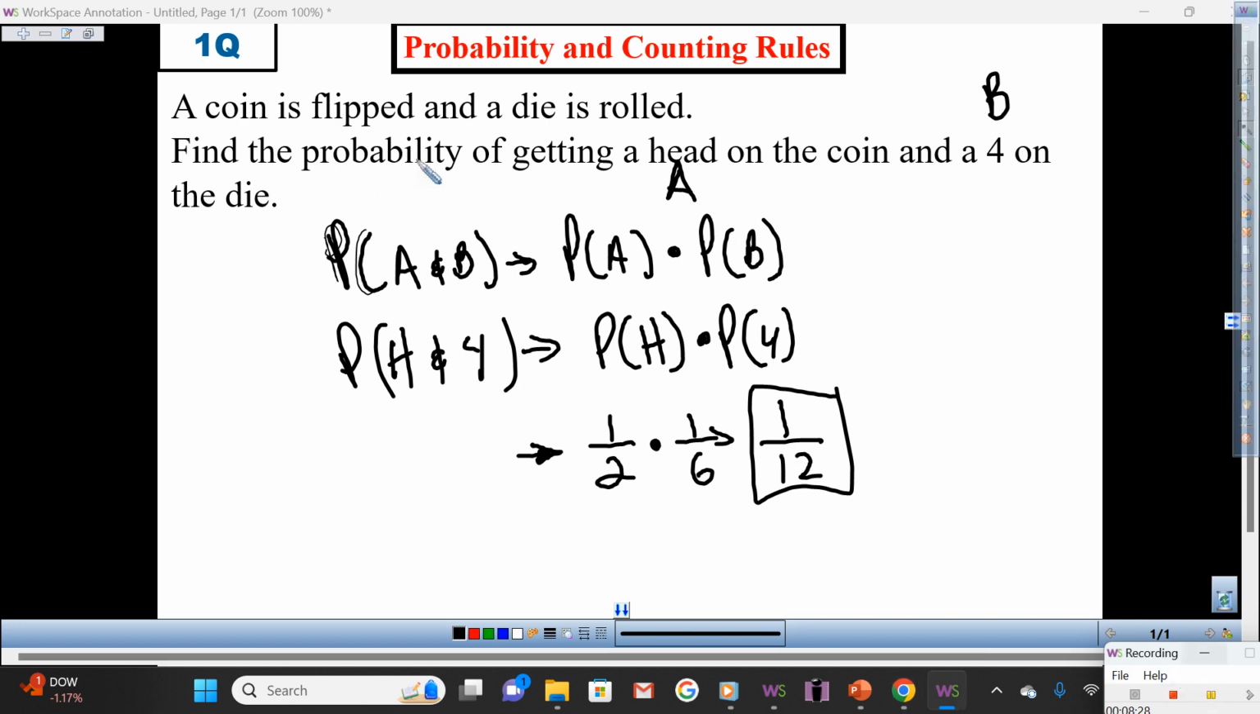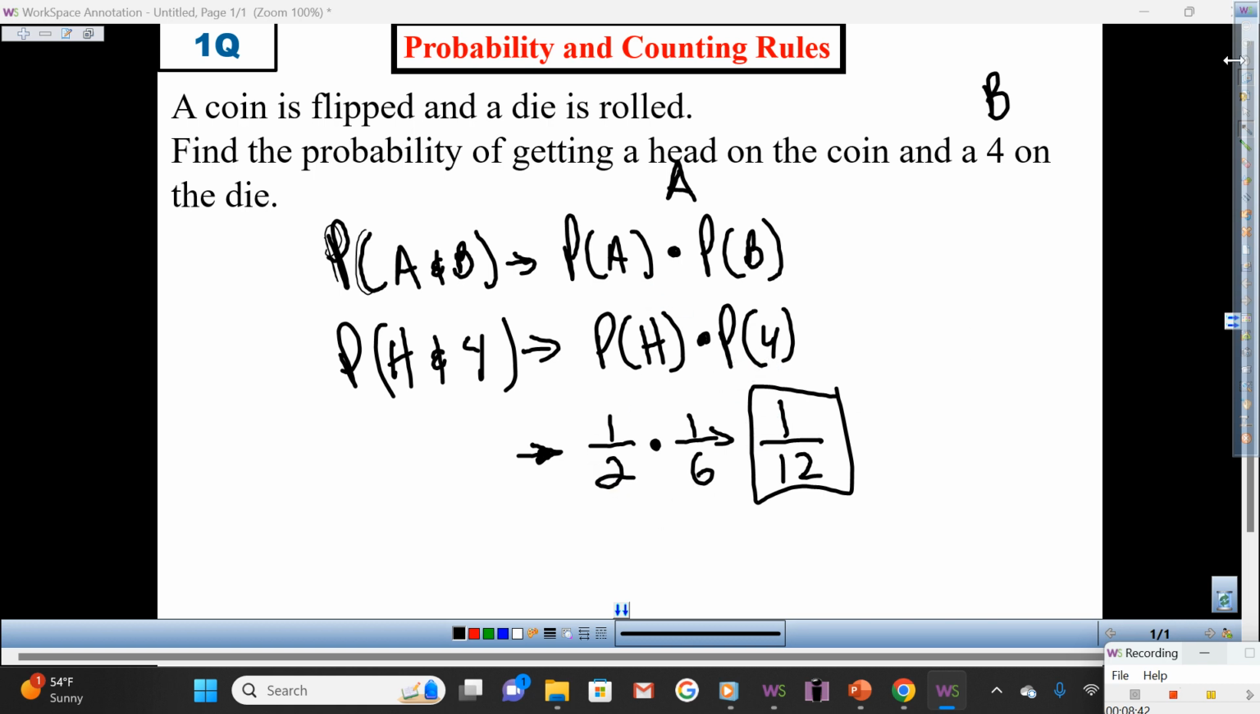All right. So, they're both independent. One doesn't affect the other. That's why we have each one its own probability. That's why P of H is 1/2. P of 4 is 1 out of 6.